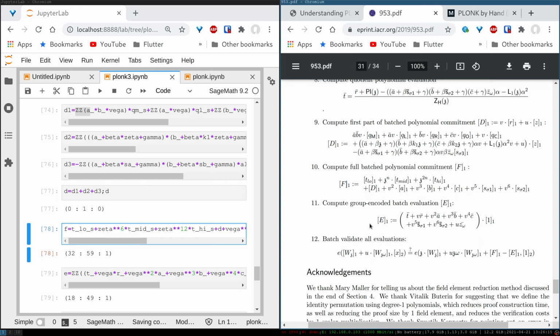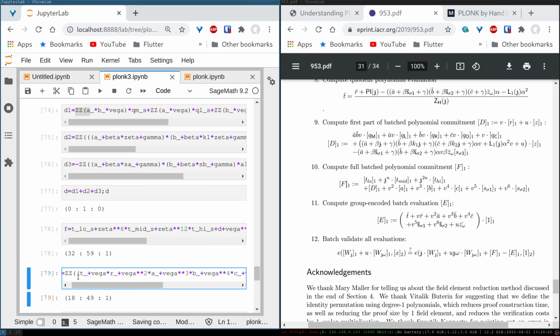Now we have E. So all these guys are points, by the way. T bar plus vega times R plus vega 2 times A plus vega 3 times B plus vega 4 times C plus vega 5 times SA bar plus vega 6 times SB bar plus epsilon times SW bar. Right, and times G. So that's E bar.